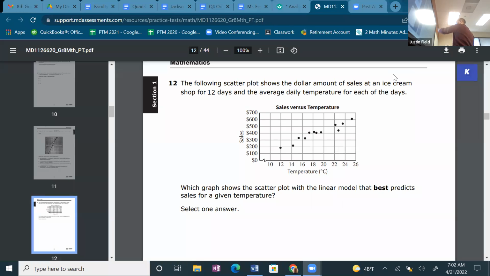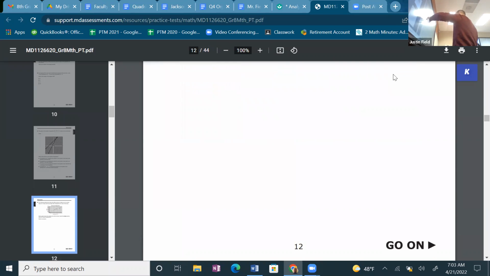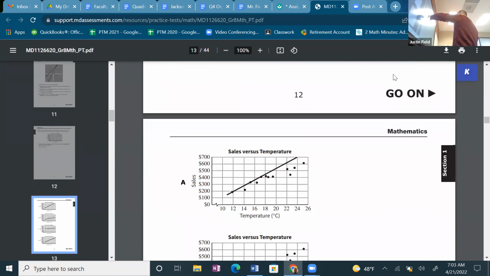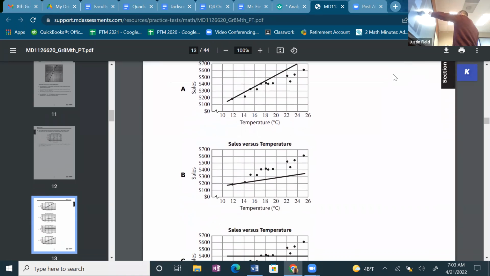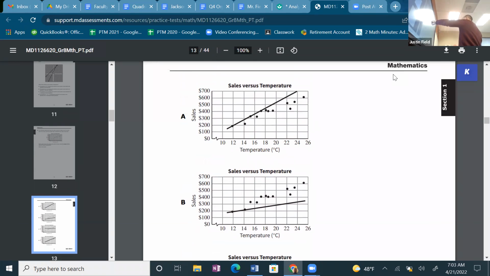For 12 days of ice cream. So what do they want to know? Which graph shows the scatter plot with the linear model that best predicts sales for a given country? Oh, okay. I was like, where are the graphs? So what do you think? Which one? What's wrong with A?